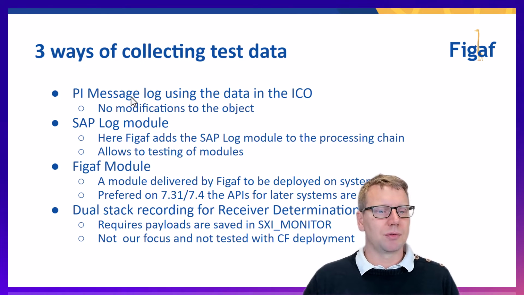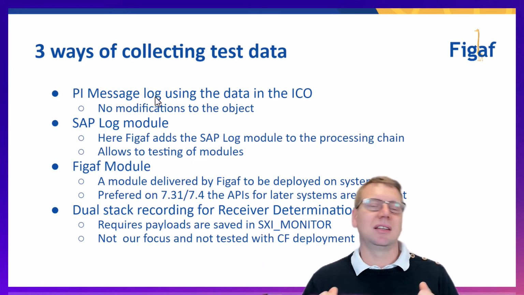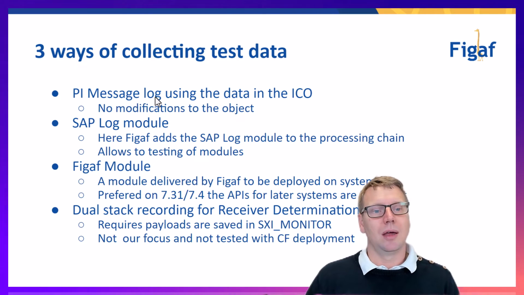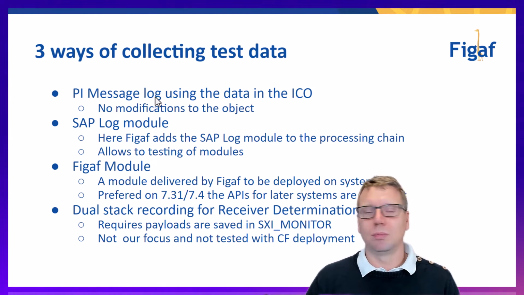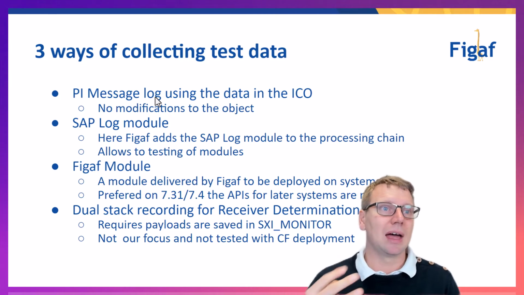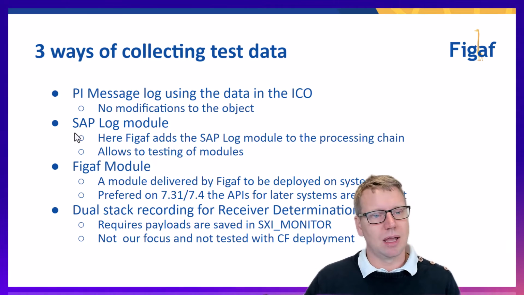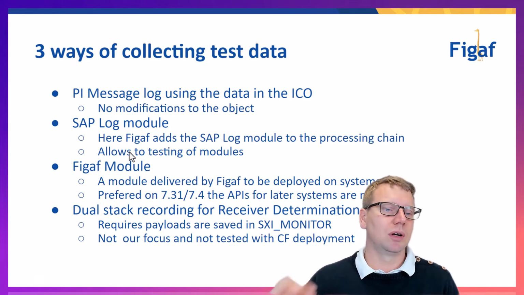So we have three ways of, well, I guess there's four ways here, but in general three ways of testing. We can use the PI logging, the PI message log. This is the part that is logged inside of the ICOs, where you do not need to modify the objects. The only thing would be to add a specific logging step if that is required. We have the SAP log module. This would allow you to.